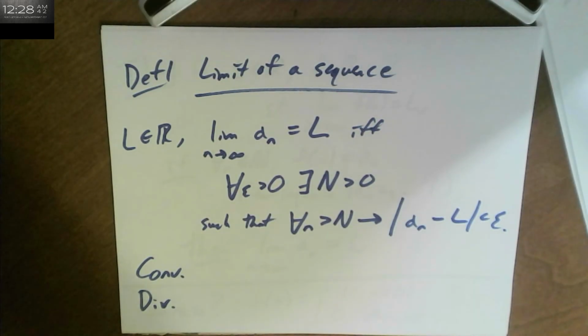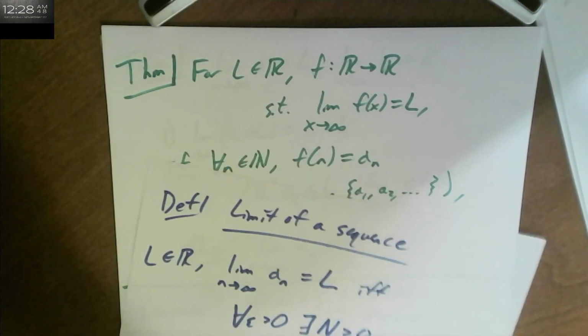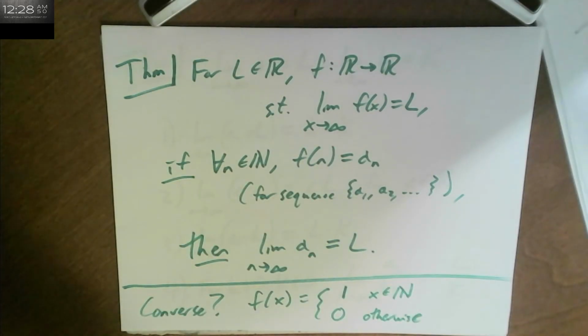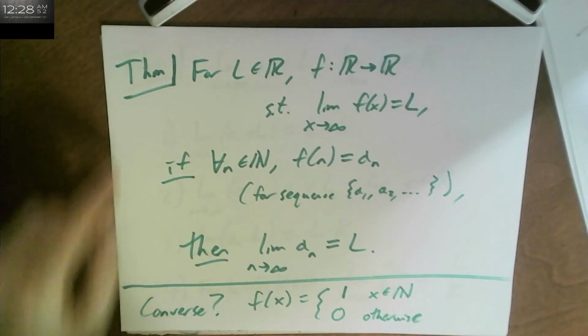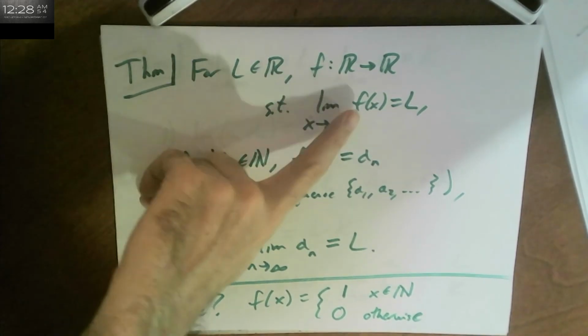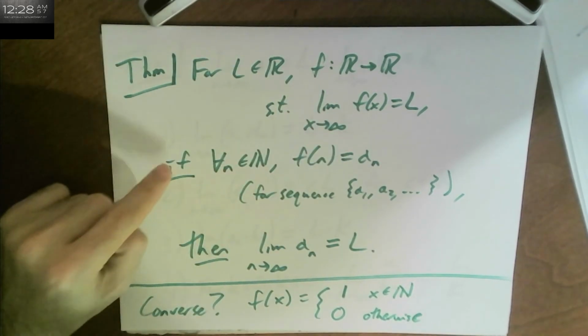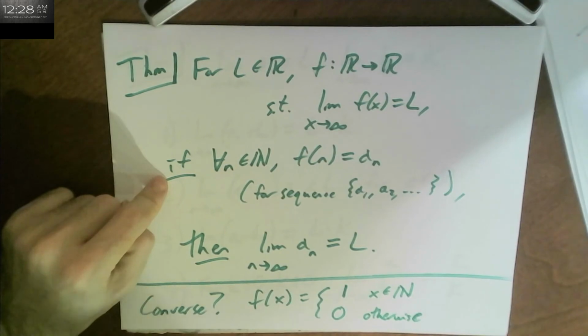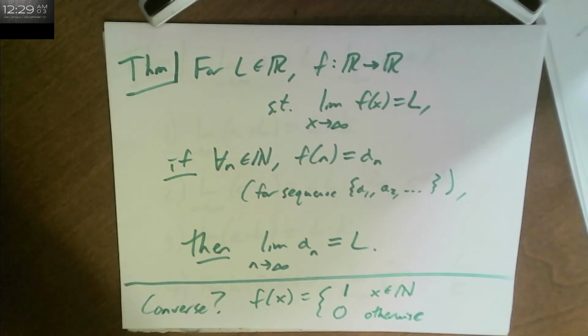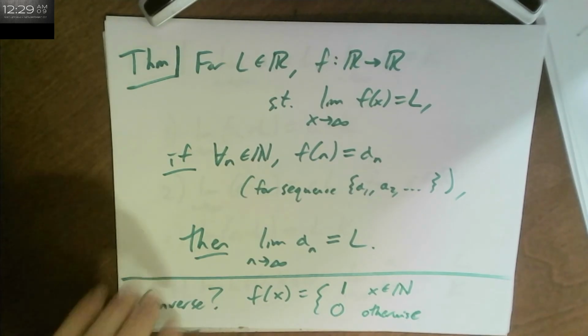Definition, turned out it was the same anyway, right? We just had to be okay with that. We had to explicitly discuss it. Theorem number 1. If a function of a continuous variable agrees with the discrete sequence when you plug in natural numbers, the limit of the sequence is the same as the limit of the continuous variable function. And the converse I left for you to think about with this example.